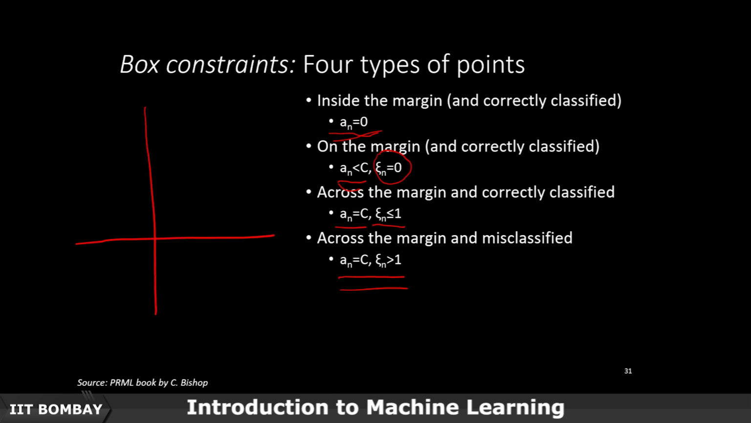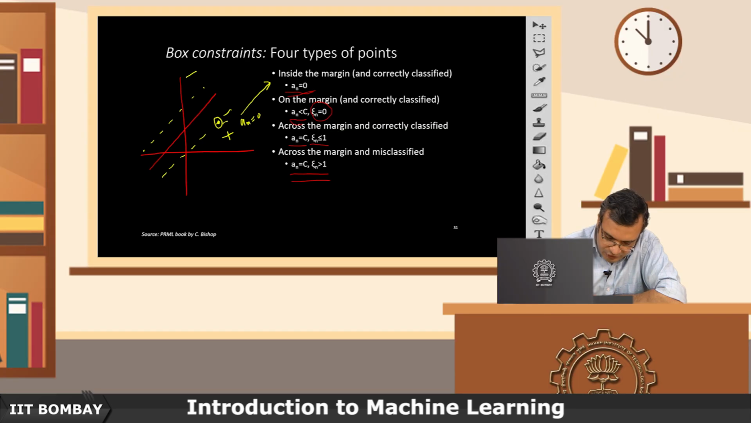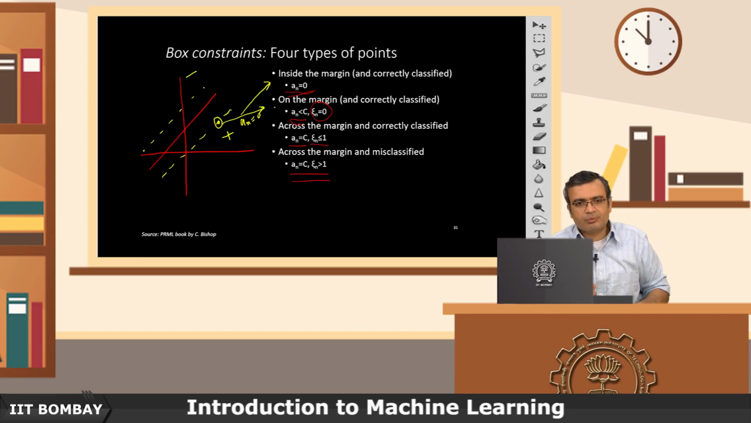Okay. So to write it more concretely, let's say these are your axes and this is your decision boundary, and this is the margin, and let's say this is the positive side, this is the negative side. Let's just talk about positive points. For positive points, here alpha n is equal to 0. The points on the boundary are these points for which alpha n is not 0, it is greater than 0, but it is not C yet, and xi is still 0, the slack variable is still 0.